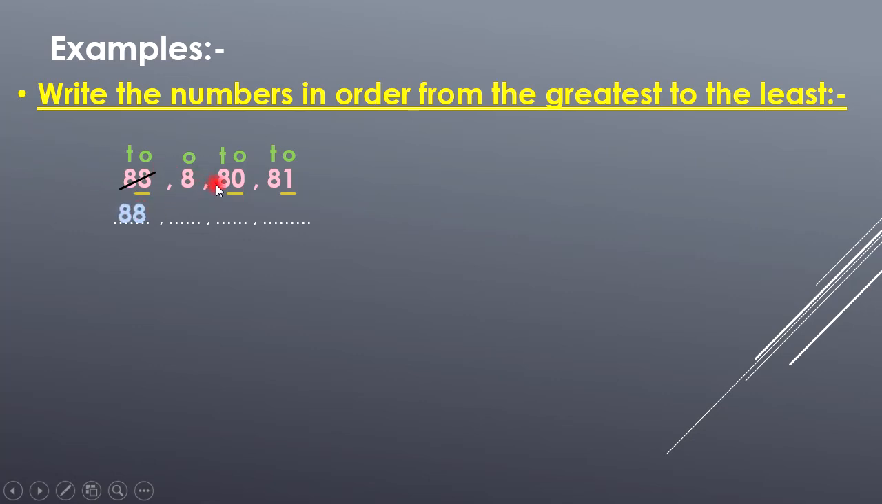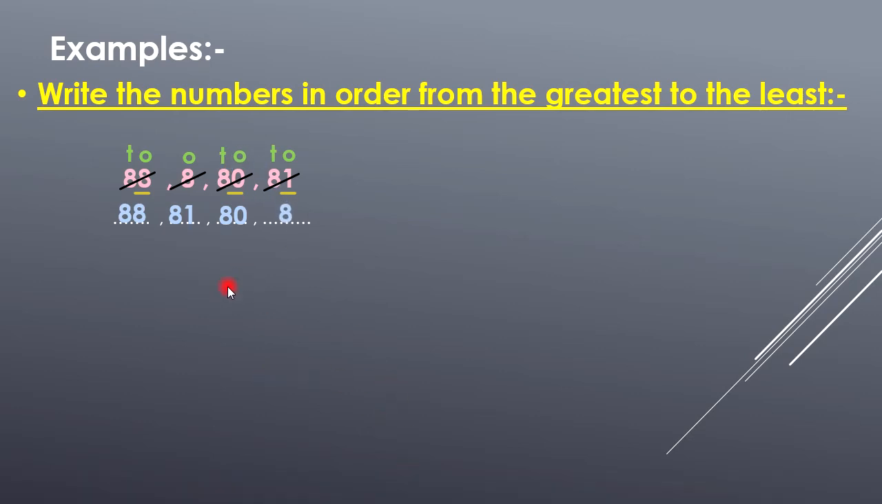Now I have 8 and 80 and 81. Which one is the biggest number? Yes, 81. So I cross 81 and put here 81. Now I have 8 and 80. Which one is the biggest? Yes, 80. So I cross 80 and put here 80. And the smallest number is 8. So I cross 8 and put here 8.